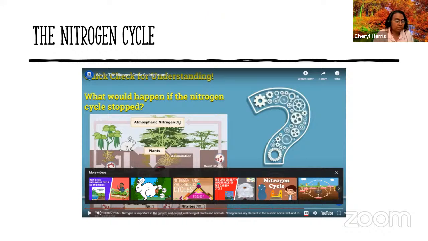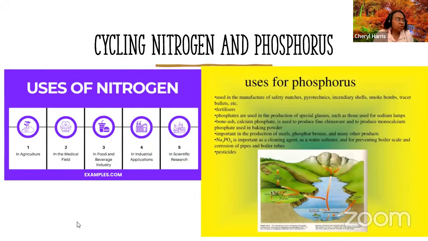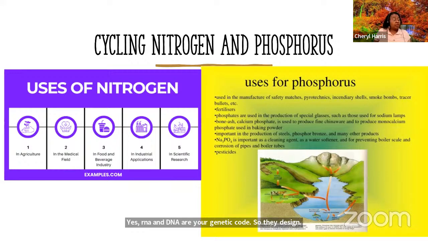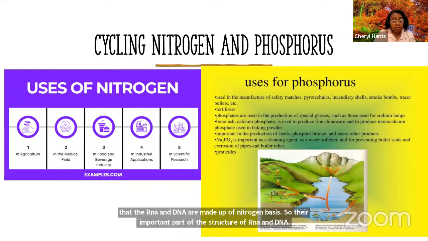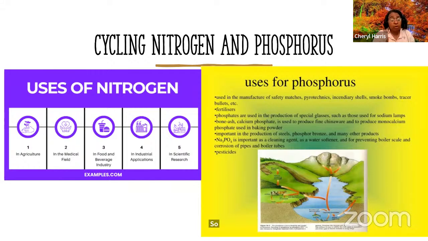Organisms? For everything, actually. Organisms needed to be able to grow, survive. Yes. RNA and DNA are your genetic code. So they design everything in a living thing. Okay, so if we didn't have, and they are important, we have nitrogen bases. If you remember studying biology, the RNA and DNA are made up of nitrogen bases. So they're an important part of the structure of RNA and DNA. So they're important to creating organisms.